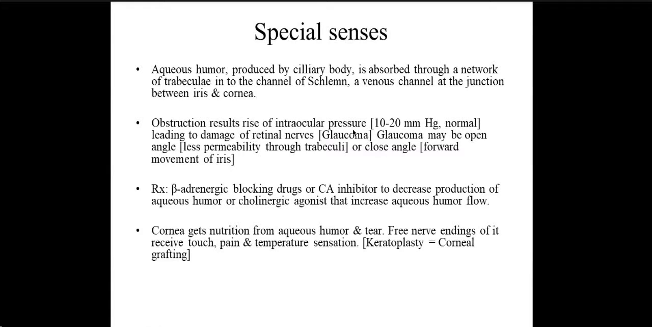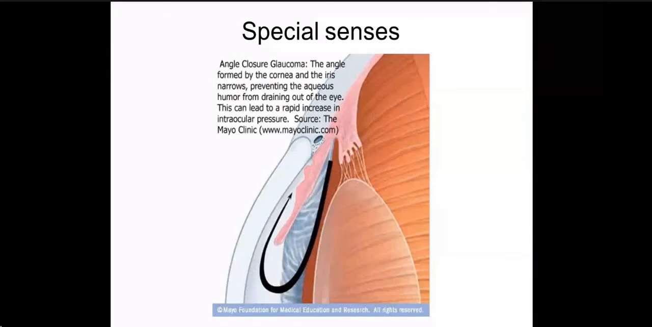Glaucoma may be open angle or closed angle. If the trabeculae are less permeable, then it is open angle. And if the iris is going closer to the cornea, then it closes the angle, so the watery aqueous humor cannot pass through the canal of Schlemm. So there is increased intraocular pressure, more than 22 millimeters of mercury, and that is called closed angle glaucoma.